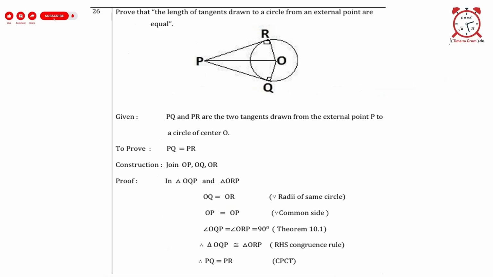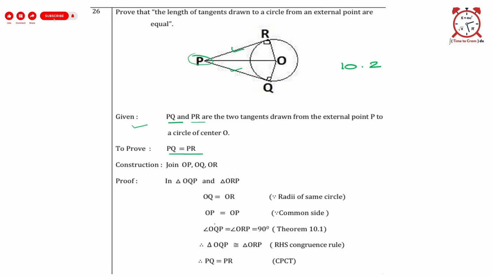Next question, question number 26. Prove that the length of tangents drawn to a circle from an external point are equal. So this is theorem number 10.2. Most important theorem. We have to write first the given. PQ and PR are the two tangents drawn from the external point P to a circle of center O. We have to prove that the lengths of PQ and PR are equal.